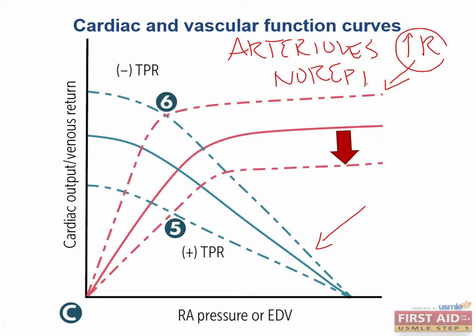Well, a drop in cardiac output means more blood stays in the heart. So less blood will need to return to it for the next cardiac cycle. So for this reason, our venous function curve shifts down and to the left.